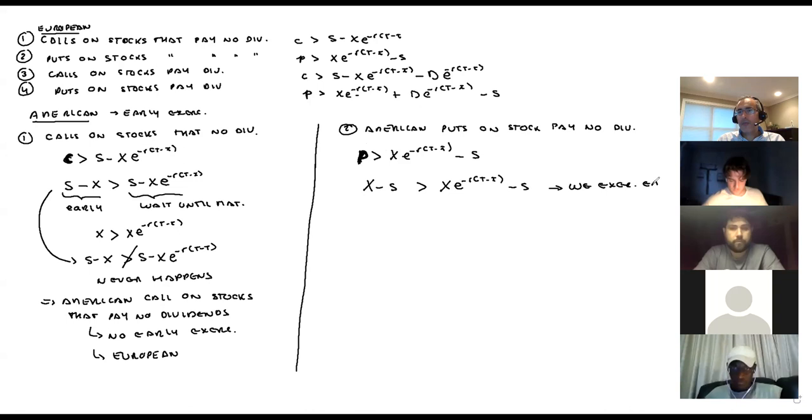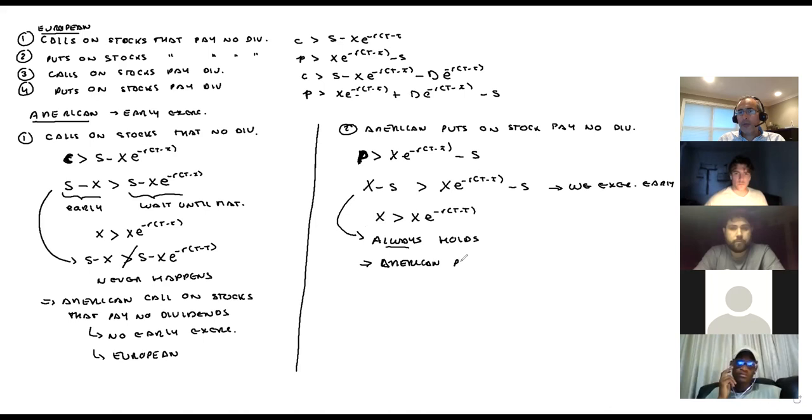Again, guys, we know that X is larger than X e to the minus r (T minus t), correct? Are you with me or not? So this implies, guys, that this always holds. Then it implies that for American puts on stocks that pay no dividends, the best strategy is to early exercise. Always.